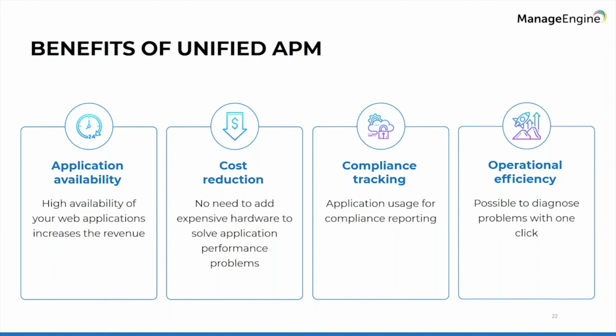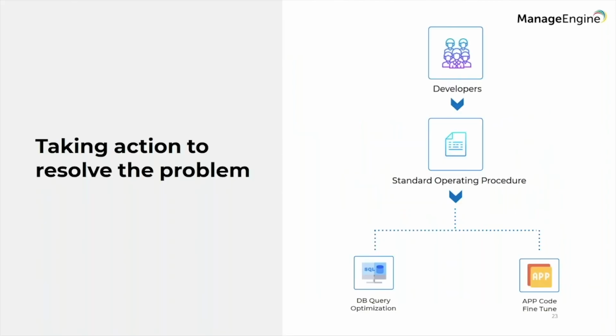So now let's look at the developer's approach to taking action to solve a problem. When a user complains, you get a ticket, and that's the regular workflow. Since APM Insight gives you a direct pinpoint of the exact issue, this is the slow SQL call, and this is the method. Go ahead and fix it. So now the developers attempt to fix that issue by performing a DB query optimization, or you can do an app code fine tune based upon your standard operating procedure.